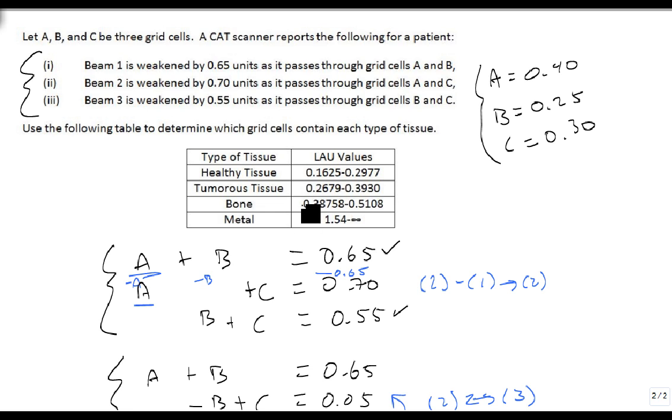We come into our table. We find here the only thing that A could be, it might be tumorous tissue, but chances are better that A is bone. B is 0.25, so that looks like healthy tissue. And 0.3 is right here, smack dab in the middle, so it looks like we've got a tumor in C. So that's how we can use this to solve these problems.